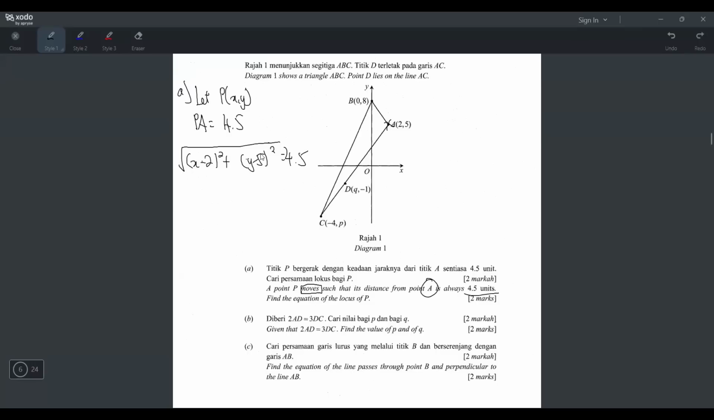All right. And after you expand all this, you will get the answer. Okay, first I will move the square root to the other side first. Okay, so it becomes 4.5 squared, and if you use your calculator, you will get 81 over 4.